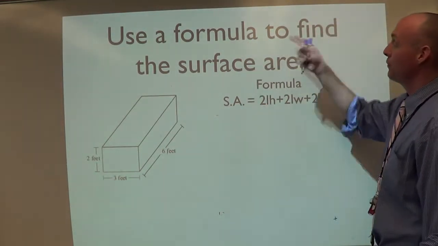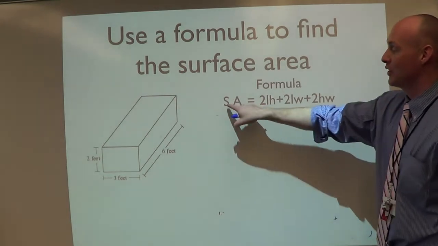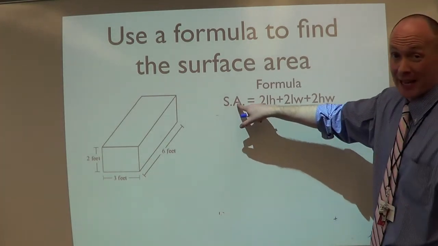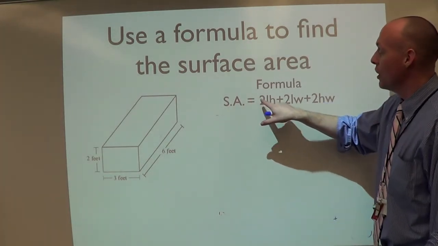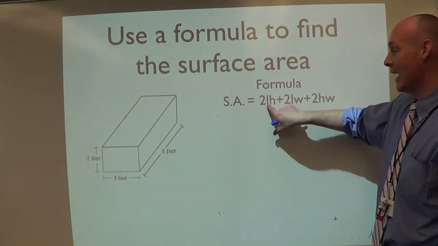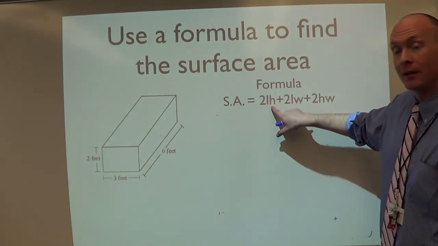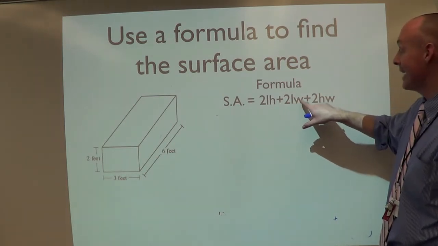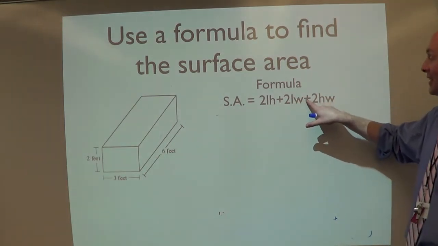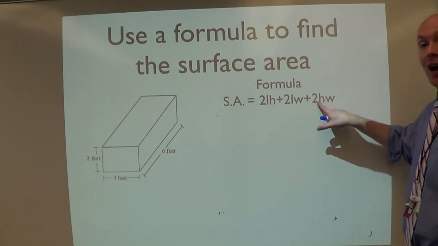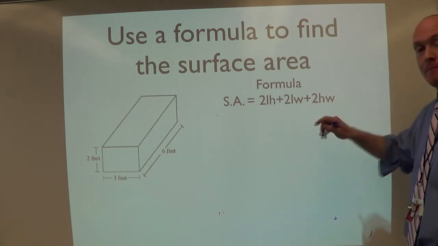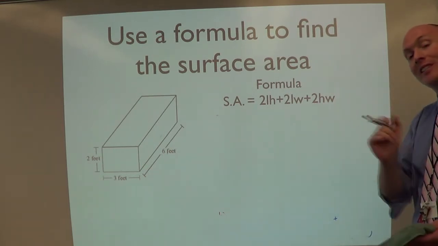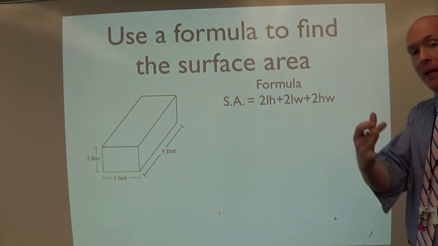Use a formula to find the surface area. Surface area, that's why I just put SA for short, equals 2 times the length times the height plus 2 times the length times the width plus 2 times the height times the width. Once we have that formula, we just now need to plug the numbers in and do the math.